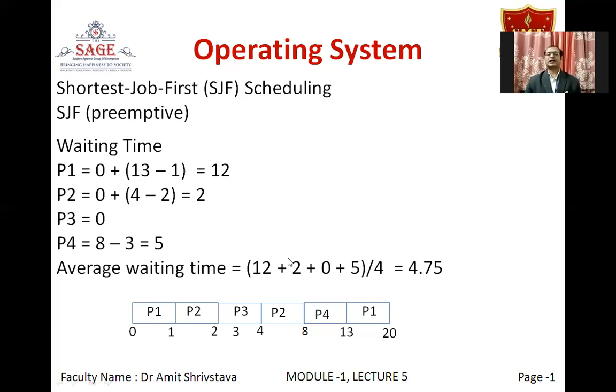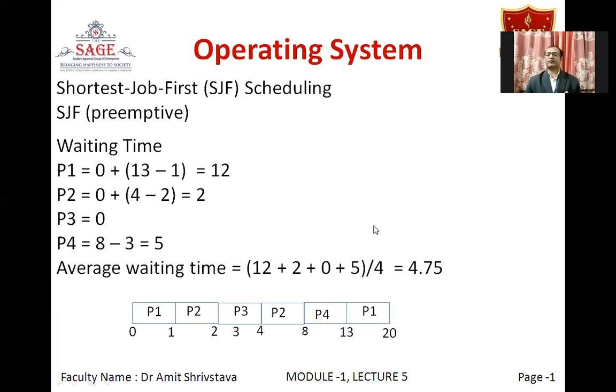Now P4 has arrived after 3 unit time interval. So we have allotted the process P4 the CPU after 8 unit time interval. So it was waiting from 3 till 8 units. So 8 minus 3, that is 5 unit time interval will be the waiting time for P4. So the average waiting time now is 12 plus 2 plus 0 plus 5 divided by 4, which comes to be 4.75.